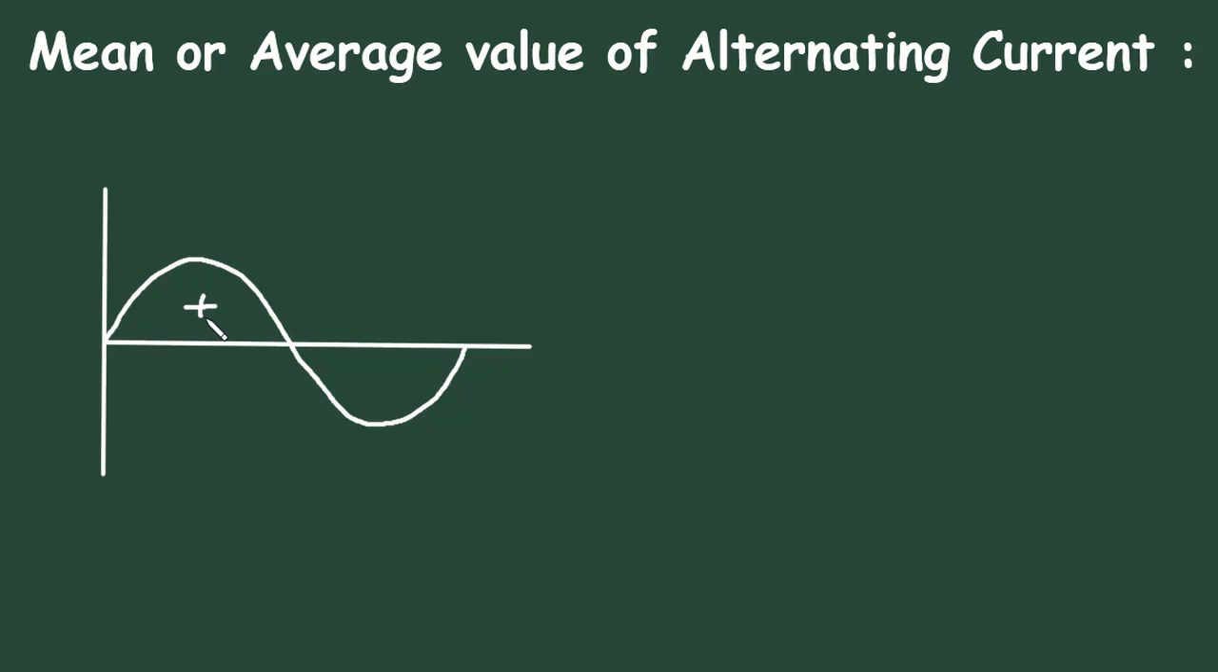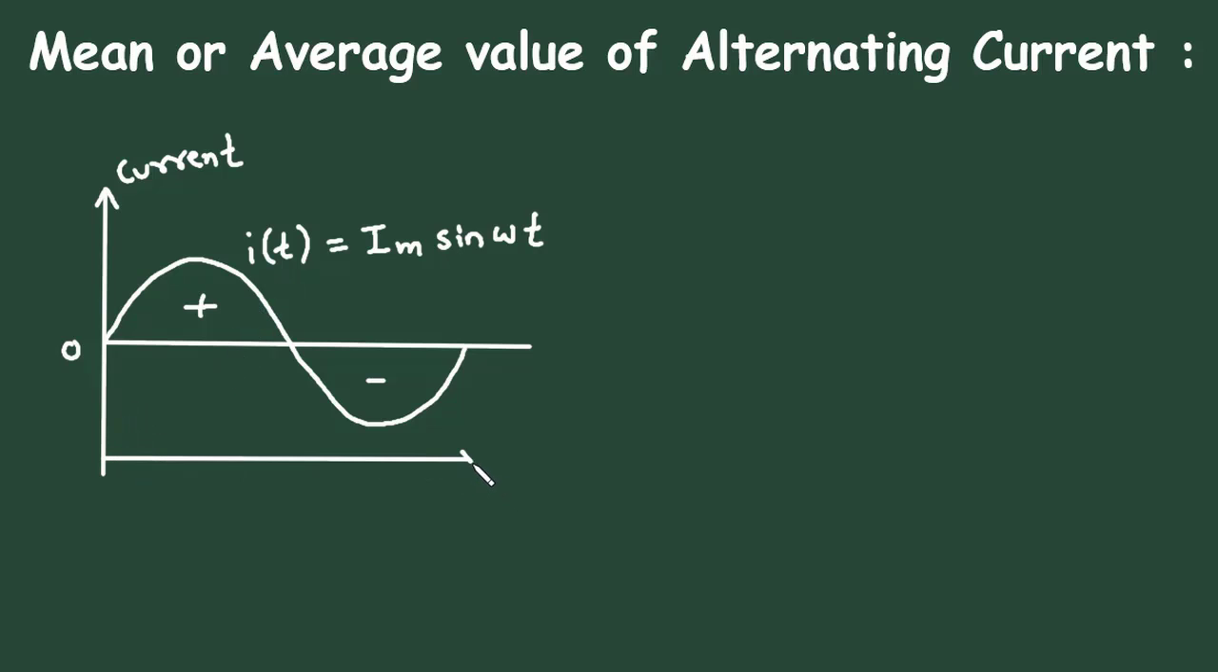One part is positive and the second part is negative. It is starting from 0, and on this y-axis, this is current. Now, if you want to find the current at any instant, it will be I of t, which is equal to Im sin omega t. From this 0 to this is one complete cycle, the time period T. Time period T is the time taken to complete one complete cycle.